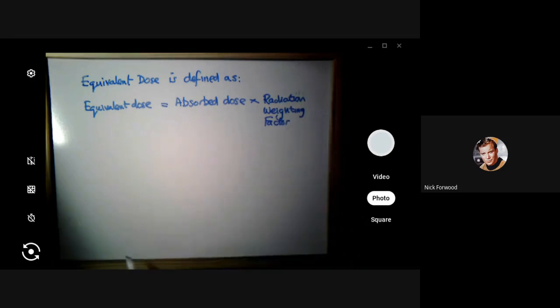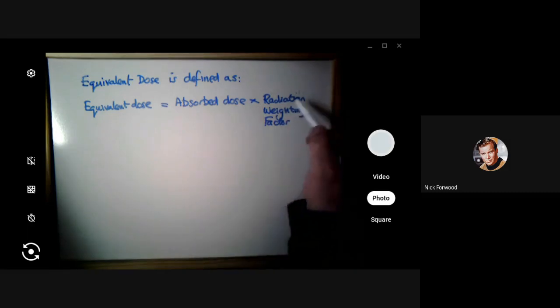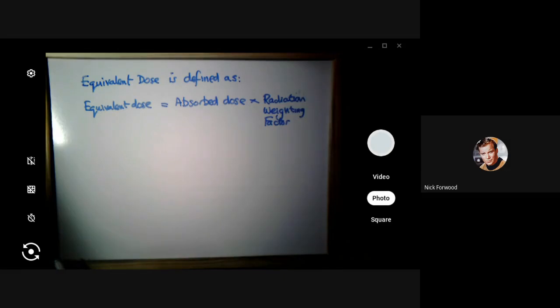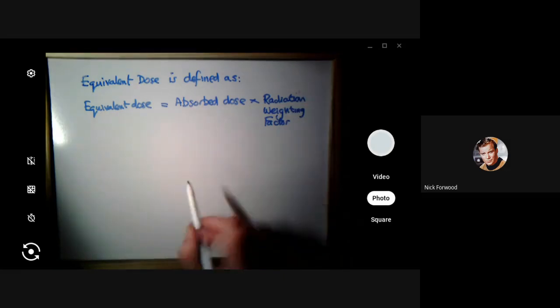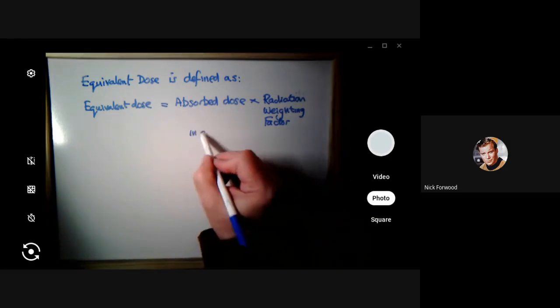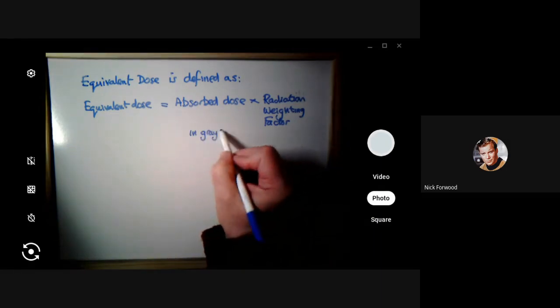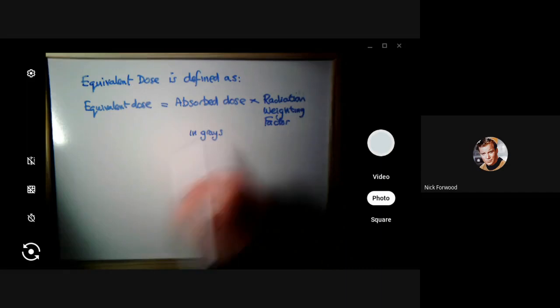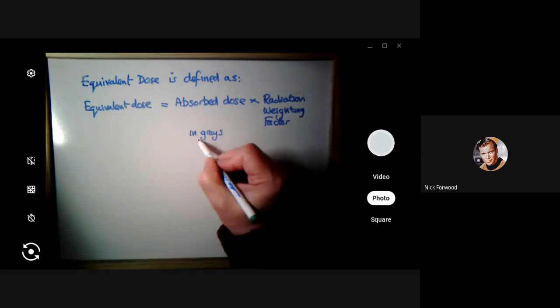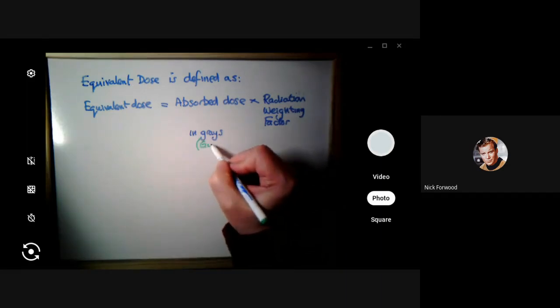Now, I've written radiation weighting factor, the three words above each other. That's just because I've run out of space. If you've got space to write radiation weighting factor going across there, then that's fine. Now, we need some units. We already know that absorbed dose is measured in grays from last time. And we know that grays has an abbreviation of capital G, small y.